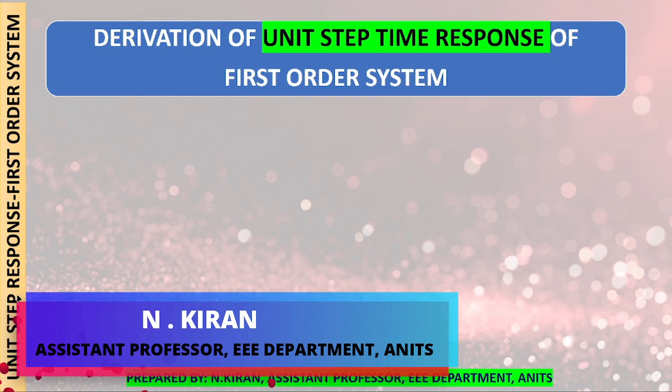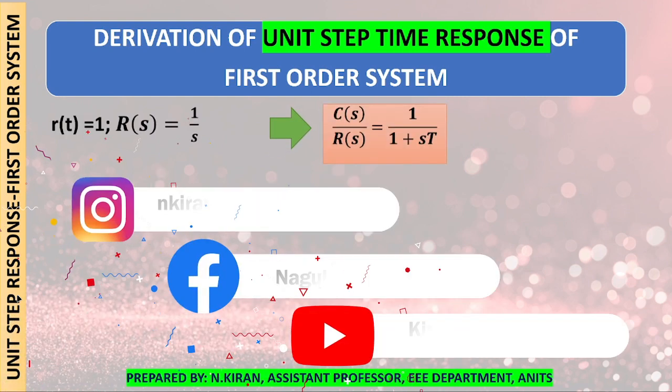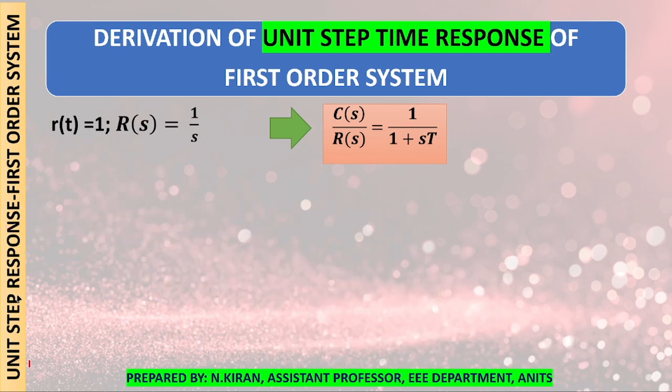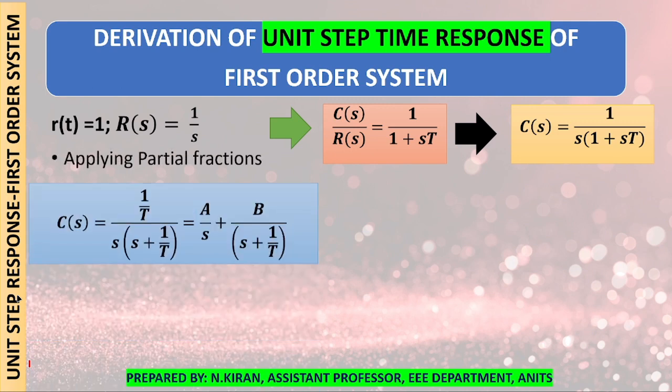Since it is unit step, we know that R(s) is equal to 1/s, and the standard first order system transfer function is C(s)/R(s) = 1/(1+sT). Now if we substitute R(s) as 1/s, that leads to C(s) = 1/(s(1+sT)). If I take T common in the denominator, that gives the expression of C(s) as (1/T) divided by s(s + 1/T). So this I will obtain.